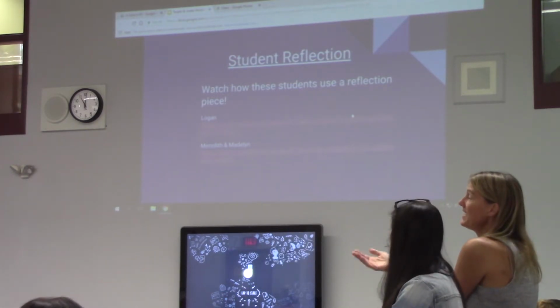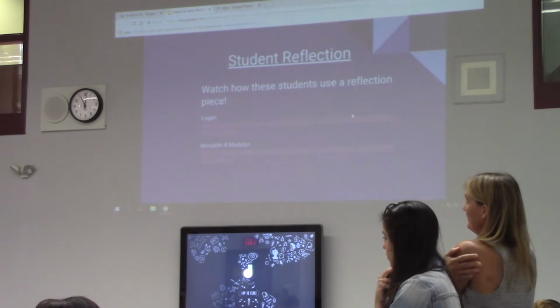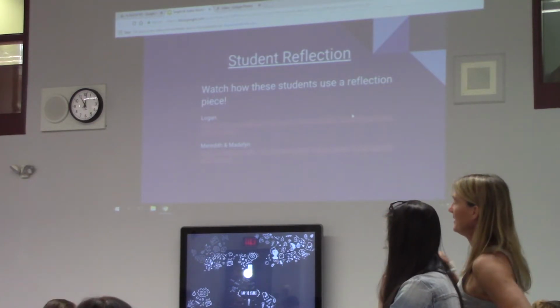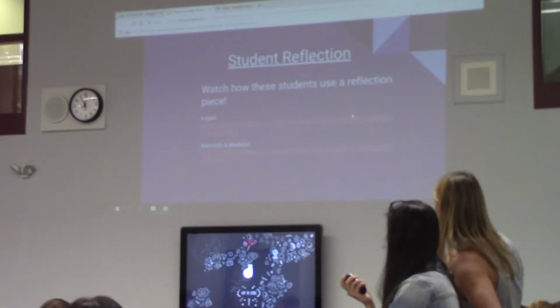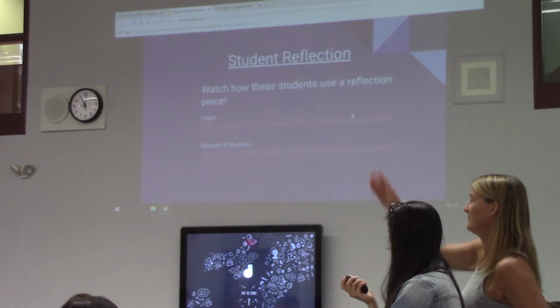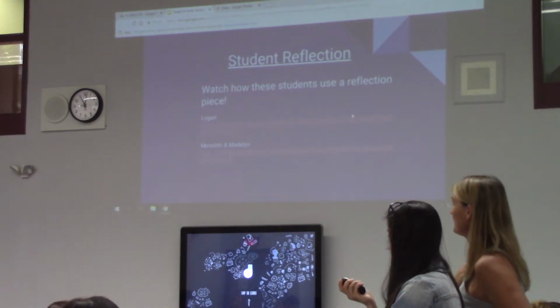But that's how they would reflect during, after the lesson, after the math lesson. But they would only do the one piece. I think Madeline and Meredith is more of the one piece. Logan, I just asked him to explain everything, and he went step by step through every single thing up until level 4.